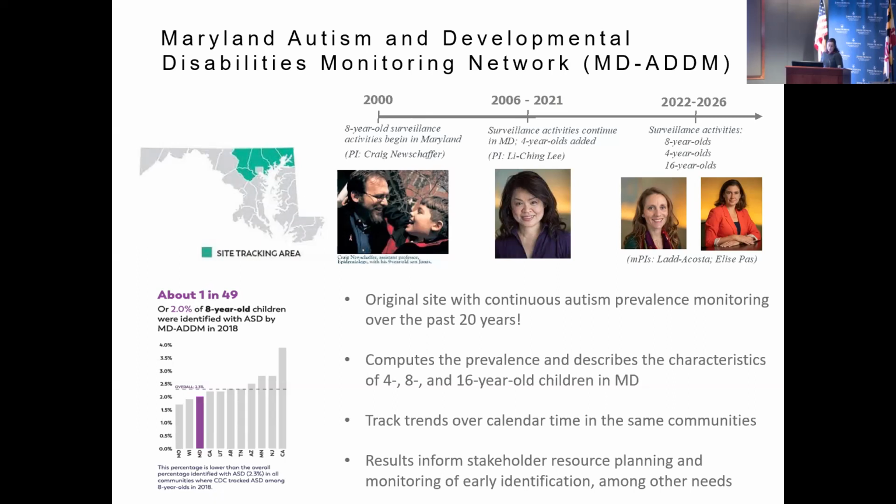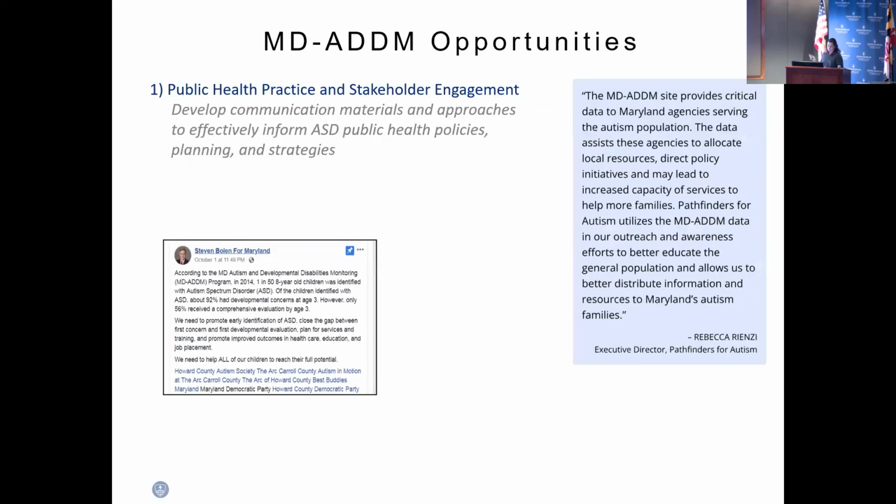It computes the prevalence of and describes the characteristics of 4, 8, and just this year, the new piece of that will be 16-year-old children as well in Maryland. And it also allows us, because of this long history, to look at trends in Maryland over time. And then the results for this are really very practice and translationally focused. And so they inform stakeholder resource planning, right? So how many clinicians, how many resources do we need in the state of Maryland to address early identification and other service needs of people with autism?